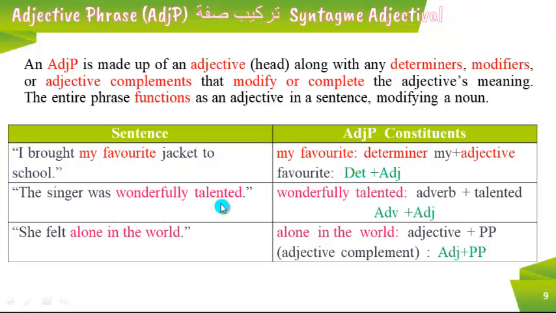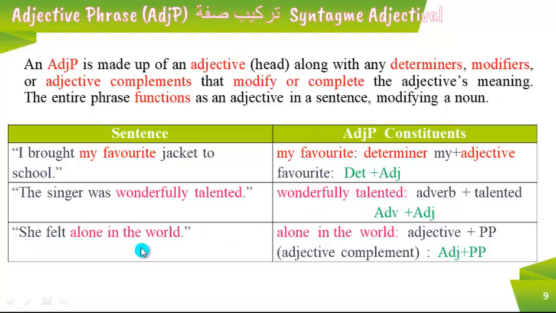The singer was wonderfully talented. Here we've got adverb plus adjective. We say that an adverb is a modifier. It modifies either a verb, adjective, or another adverb. Here it modifies the adjective, talented.